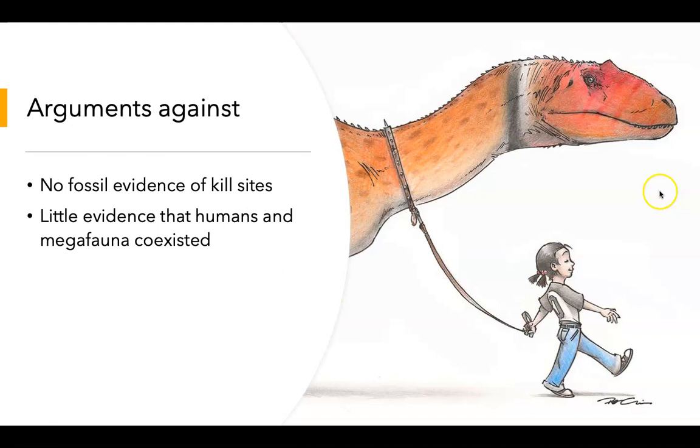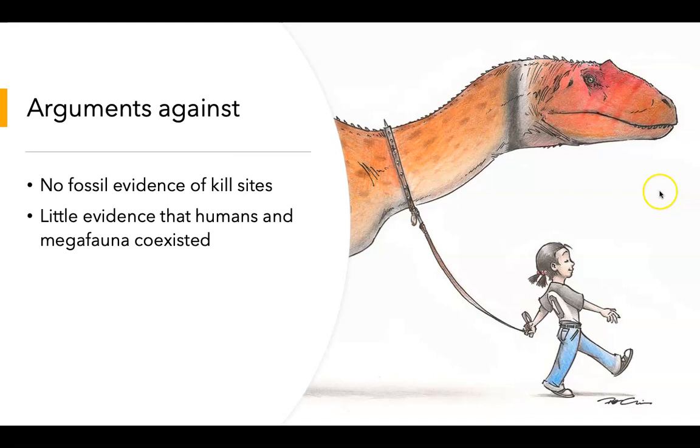And then there are two key arguments against the idea that humans brought about the extinction of the megafauna. One is that there's just no fossil evidence of kill sites like we'd expect if megafauna were hunted to extinction. And there's also really not a lot of evidence that humans and megafauna coexisted, at least not in the fossil record, or anything that we can conclusively say was proof that they existed together.